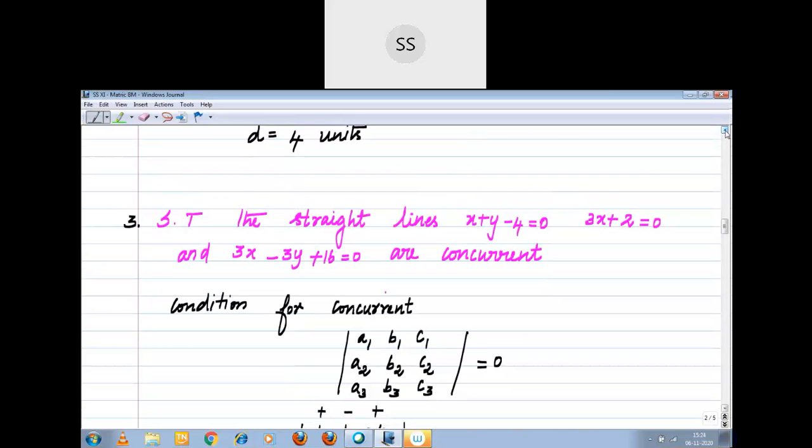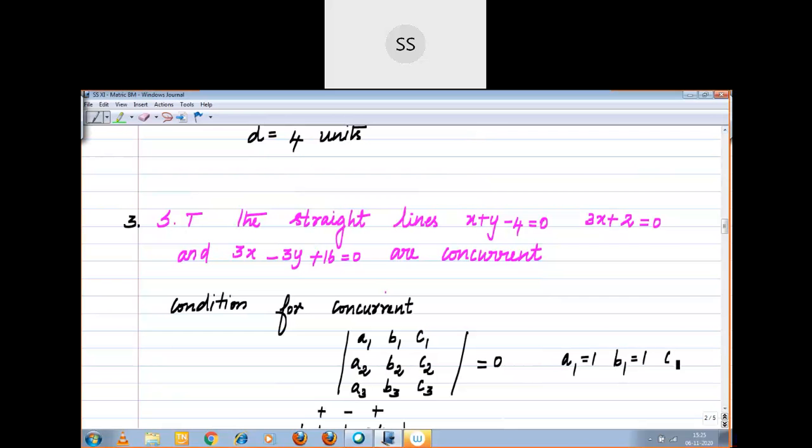You may raise a question, right? Here, the coefficient of X, Y and constant from the first line is, what I said, again I am going to repeat, you listen carefully. Coefficient of X, Y and constant in the first line is A1, B1, C1 respectively. Coefficient of X, Y and constant in the second line is A2, B2, C2 respectively. Coefficient of X, Y and constant in the third line is A3, B3, C3 respectively.